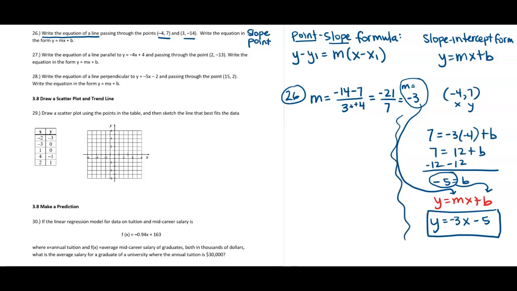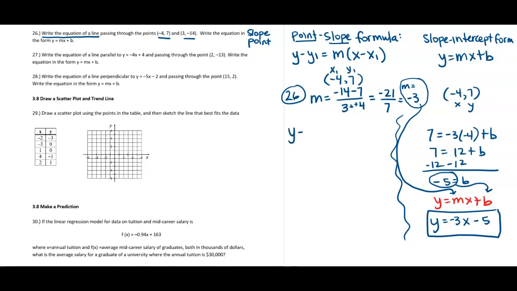Or sorry, yeah, slope-intercept form. But if I do the point-slope formula, I'm just going to show you this way because I know some people were doing it this way. So this time, our point that we have is negative 4, 7, right? We've got our x1 and our y1. And so we'll put those in.